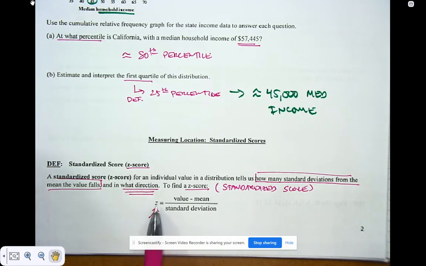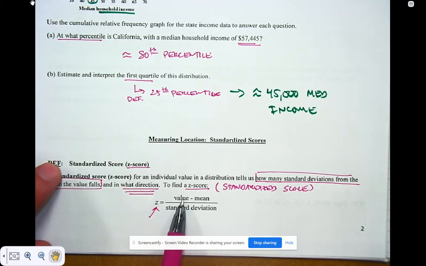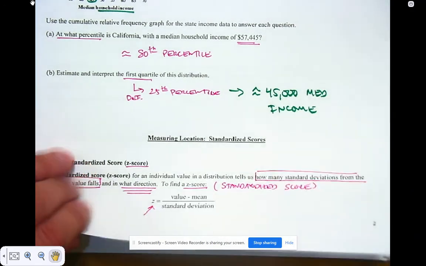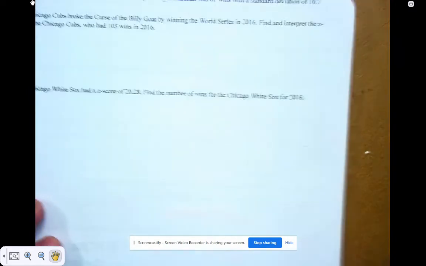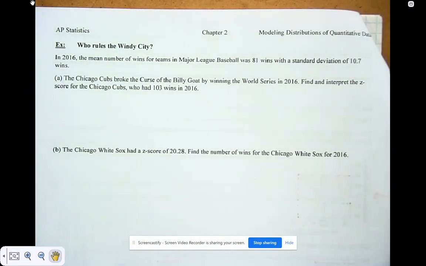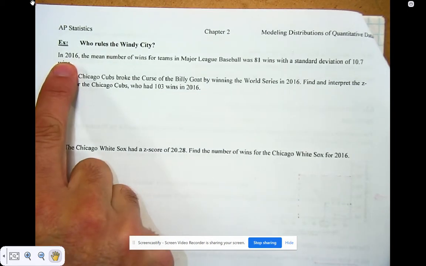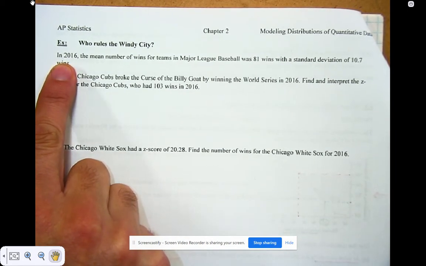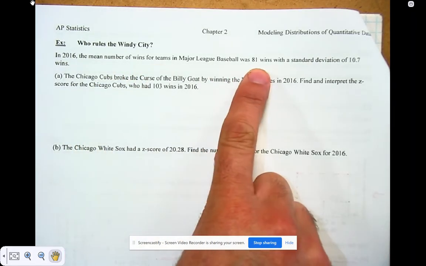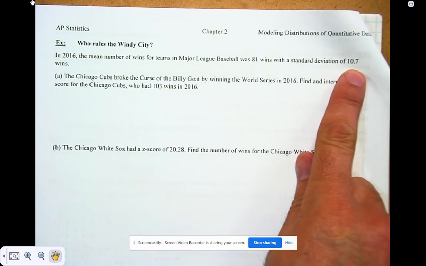And it's super easy to calculate. You just take your value, the height of some woman, subtract the average height, and then divide by the standard deviation of all of the data. So let's see how this plays out here. It's just a very simple introduction to this, nothing weird yet. So we're talking about, again, going back to that chart in 2016, the mean wins for all the teams was 81, with a standard deviation of 10.7.